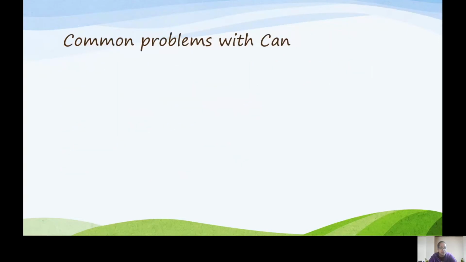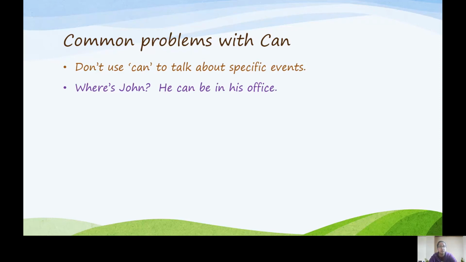Let's talk about some problems that people commonly have with can. Some people try to use can to talk about specific events. Don't do that. For example, where's John? He can be in his office. No, we wouldn't use that. He might be in his office, or he may be in his office, or he could be in his office, but not can.